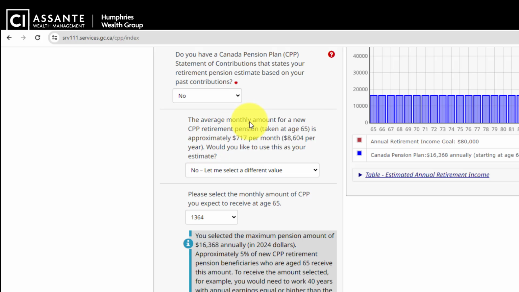So for the average monthly income, it gives you the average. Do you want to use that average number? I said no, let's use a different value. Please select the monthly amount of CPP you expect to receive at age 65. So again, you go into this drop-down box. The maximum right now is $1,364. When I went into the calculations, I'm at $1,328, but I'll use $1,364 in this example.